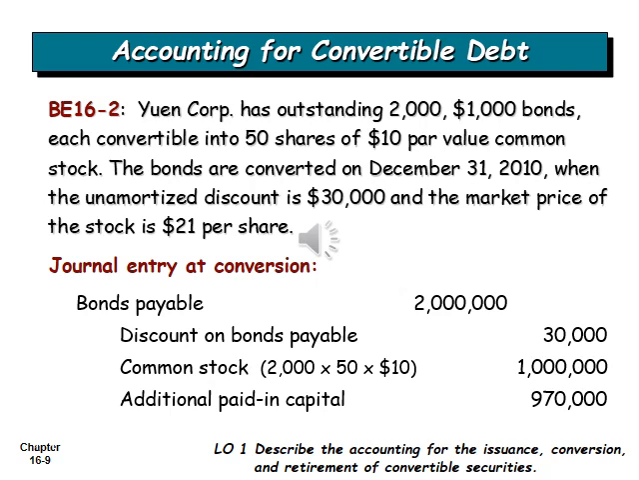So we say credit common stock by the par value of stock, for 2,000 bonds. Every bond will be converted into 50 shares of common stock. The par value for every stock is 10. So the total is 1 million. Common stock 1 million credit. And the remaining amount, the difference, will be on the credit side, added to additional paid in capital.